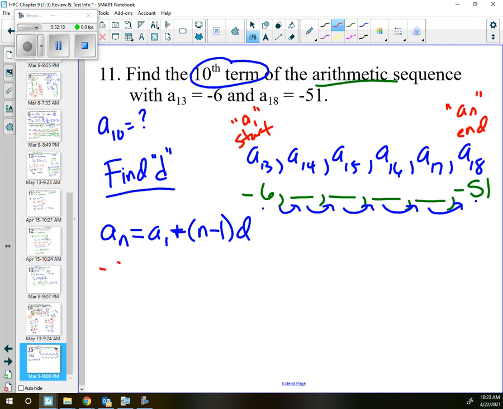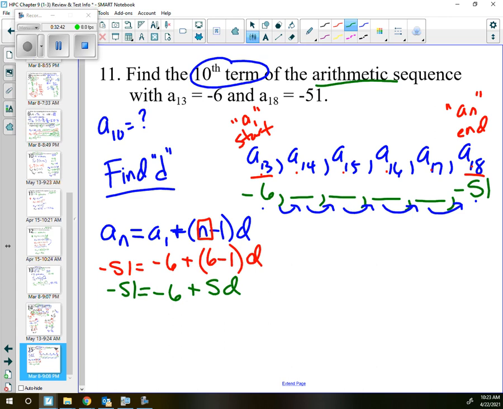So we have this -51 is equal to the -6. We're going to have to adjust that n. We'll talk about that, and you're solving for D. Okay, the n is what we have to be careful of. If you start at term 13 and go to 18, how many terms is that? 1, 2, 3, 4, 5, 6. So 6 minus 1. In other words, you're adding that D 5 times. Let's think about that. 1, 2, 3, 4, 5. Sure, that makes sense.